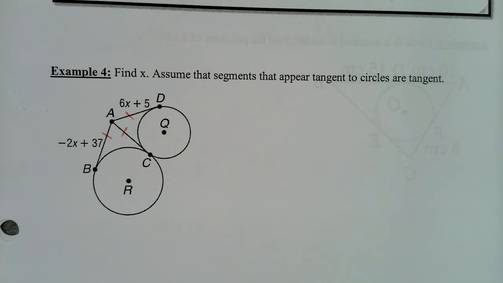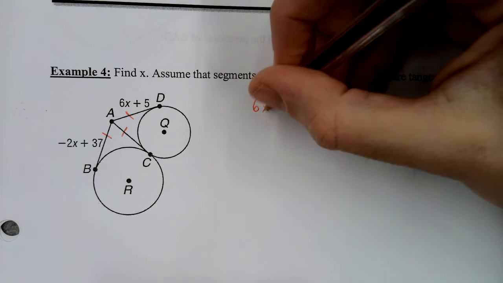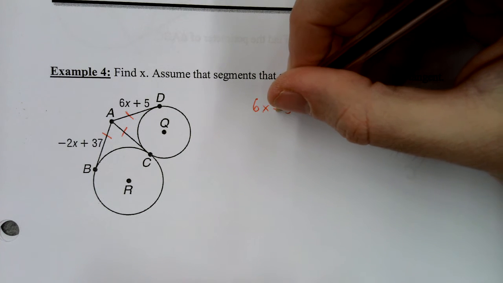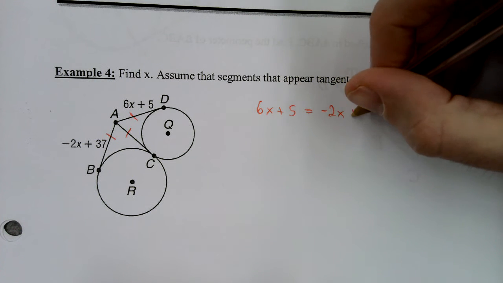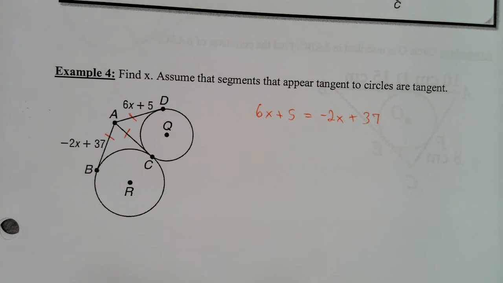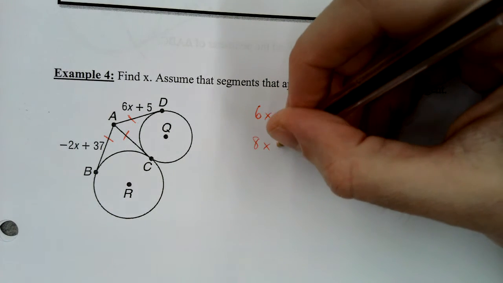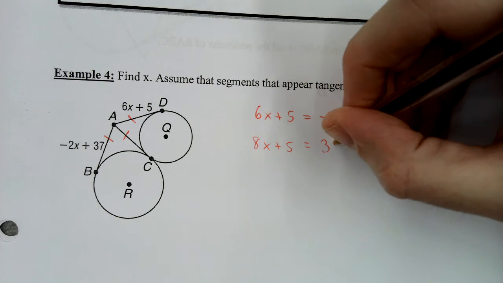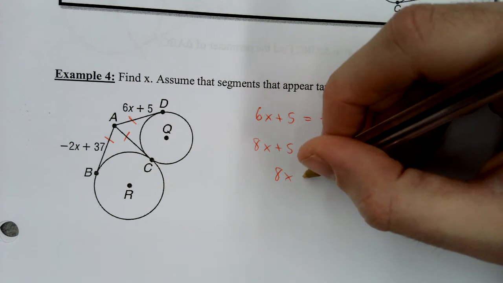So I can say that 6x plus 5 equals negative 2x plus 37. Add 2x to each side. Subtract 5. 8x equals 32. x equals 4.